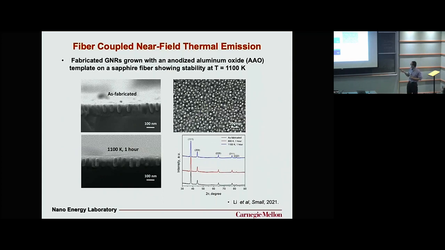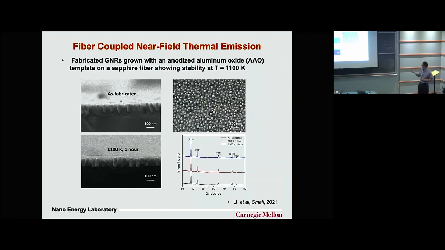So here we grow those gold nanorods from one anodic aluminum oxide layer on top of the sapphire fiber. This is the fabricated nanorod array. And this one is the SEM image of the nanorods after 1 hour of annealing at a temperature of 1100 Kelvin.